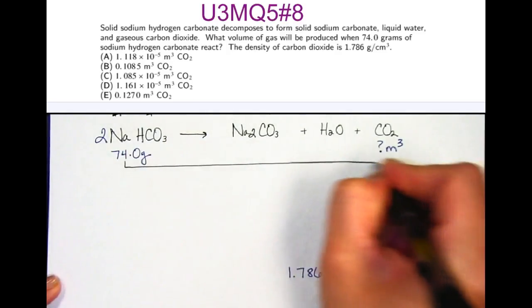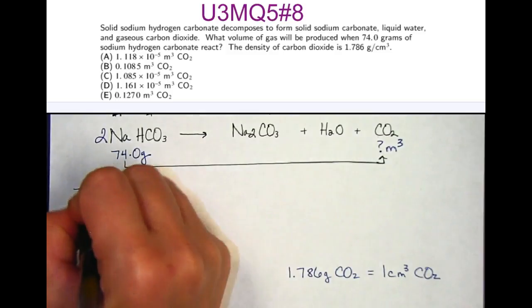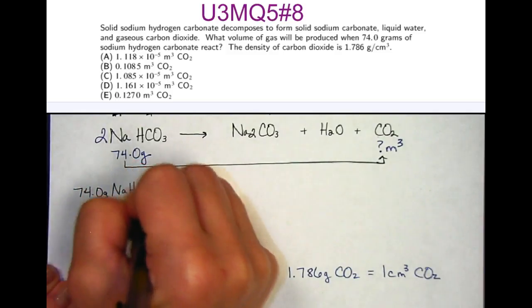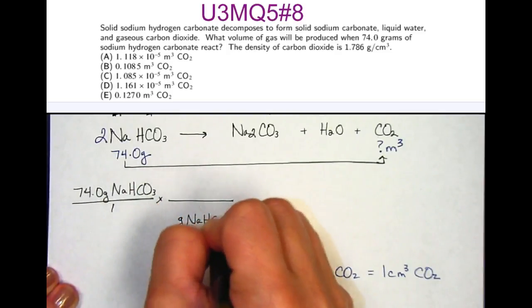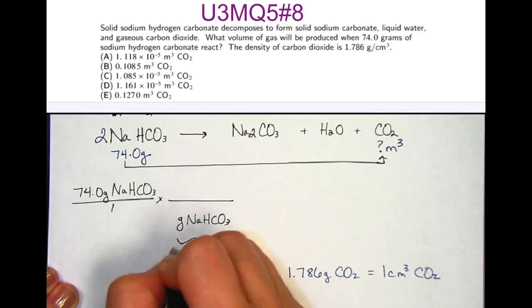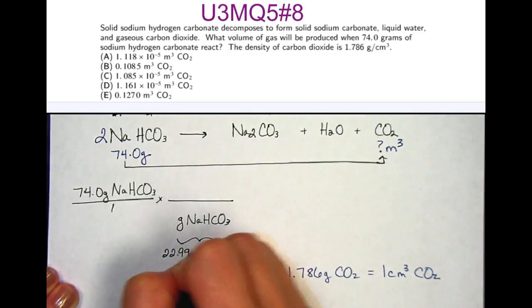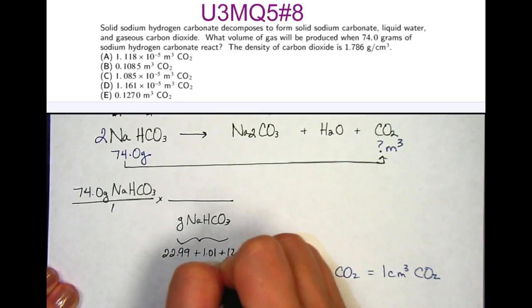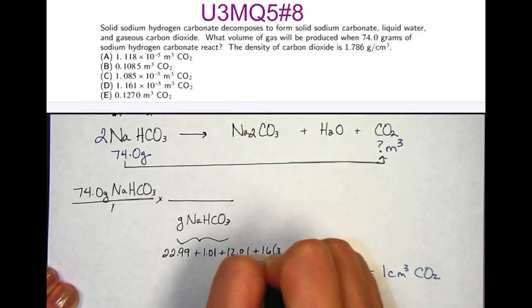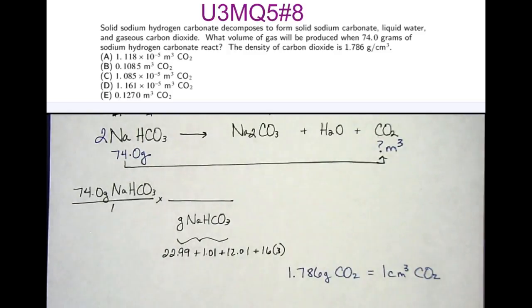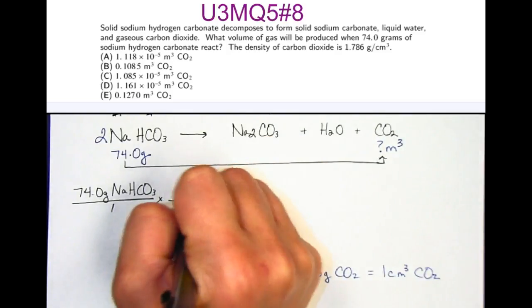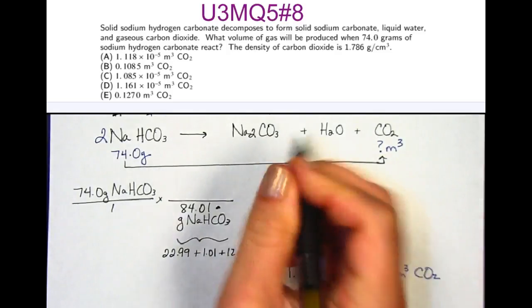So we're going to stoich from here to here. We'll start by putting 74.0 grams of sodium hydrogen carbonate over 1. We'll bring down grams of sodium hydrogen carbonate, and this can be calculated by typing in the mass of sodium plus the mass of hydrogen plus the mass of carbon plus 16 times 3, which is the mass of oxygen times 3. So this gives us a mass of 84.01 grams of sodium hydrogen carbonate.